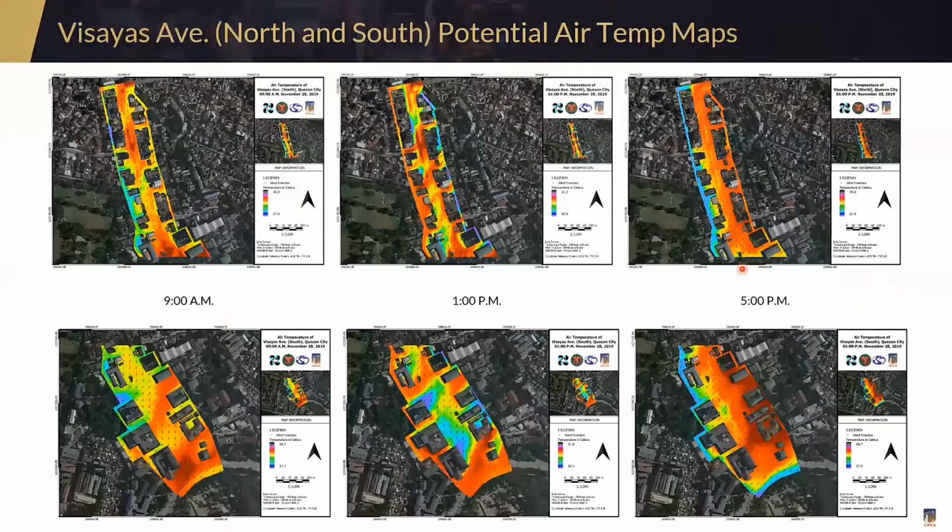So next in our products is yung results or yung products from NVMet software. So these are the maps showing the potential air temperature in the area in Visayas Avenue particularly. So we have divided yung Visayas Avenue into a north and south area kasi due to machine limitation. So we have 3 time skips here: 9 a.m., 1 p.m., and 5 p.m.